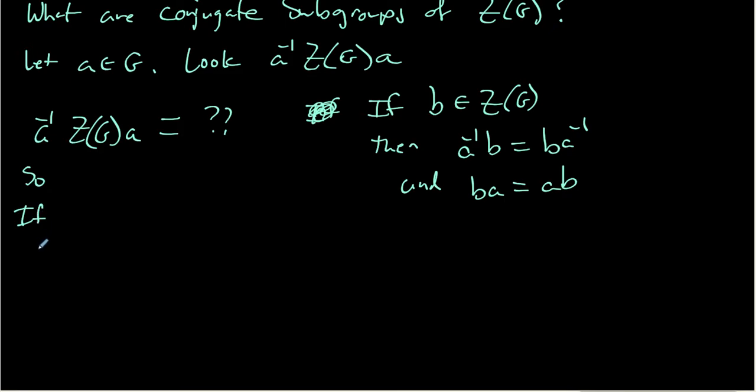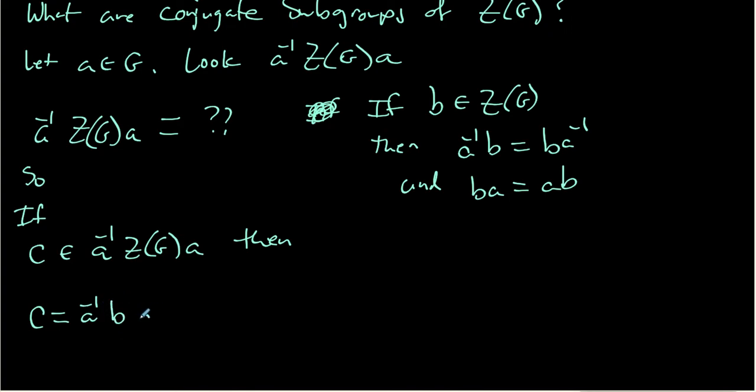If we pick some element, and I'm just going to call this element C. If C happens to live inside the conjugate subgroup, A inverse times the center times A, then we're going to get this kind of lovely little thing. C is going to be equal to A inverse times something in the center times A, for some B inside the center of G.